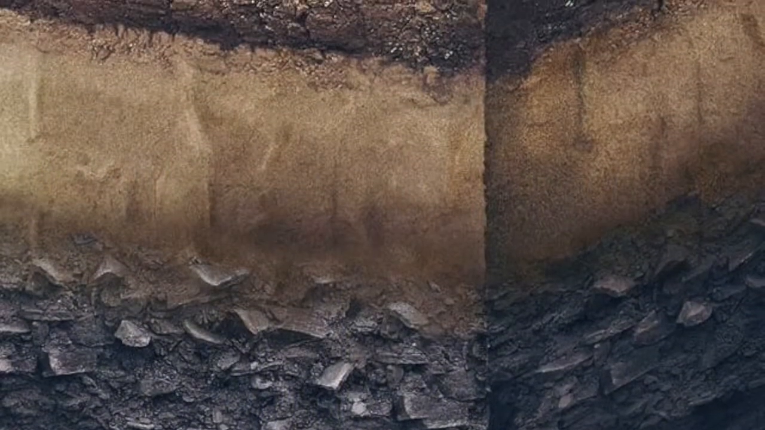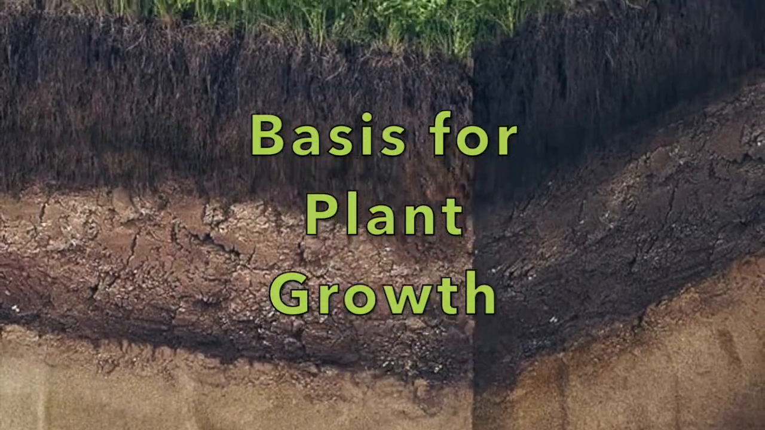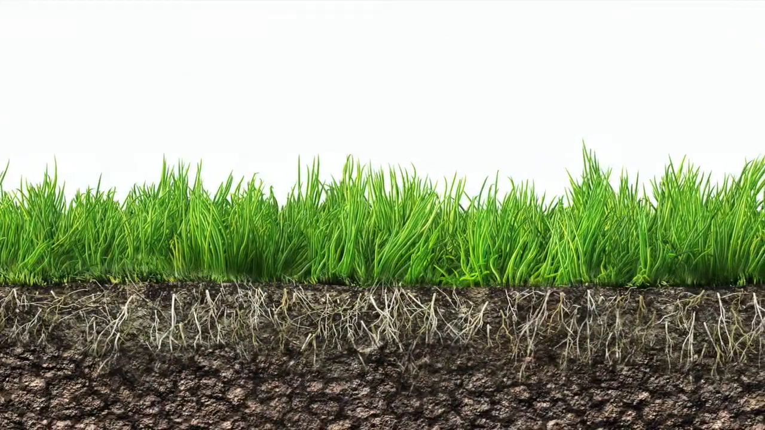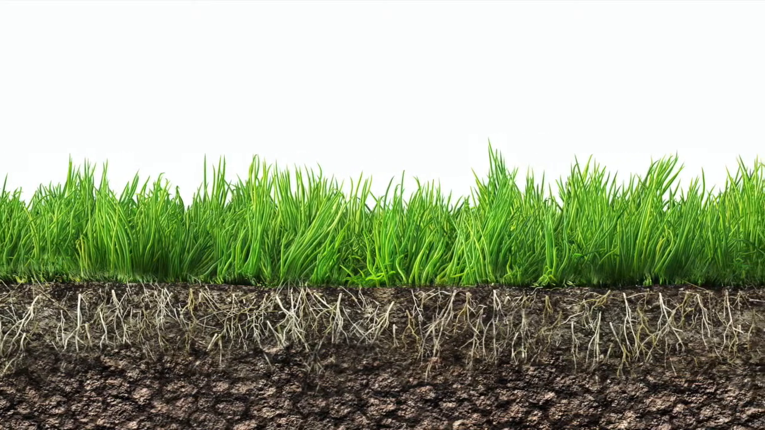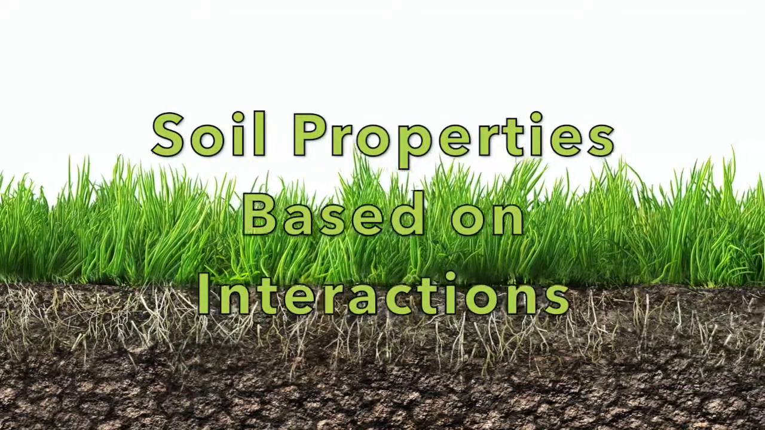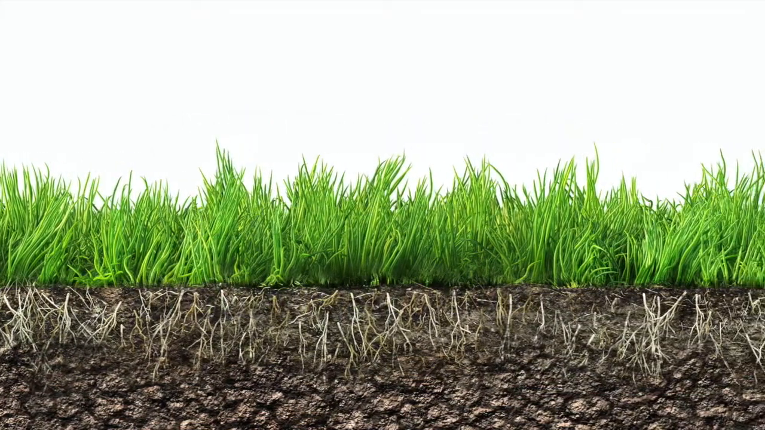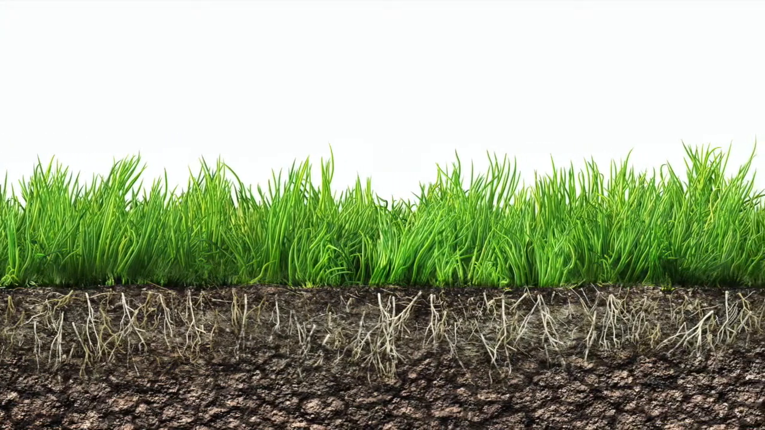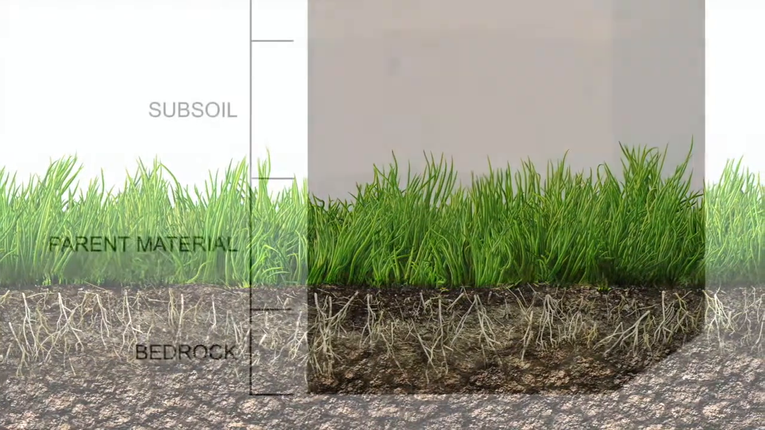Soil is not just dirt. It's a thin top layer that covers land masses and is most important as the basis for plant growth. Basic properties of soil arise from the interactions of organic material that is derived from living matter and inorganic matter, such as mineral, chemical, and gaseous components.